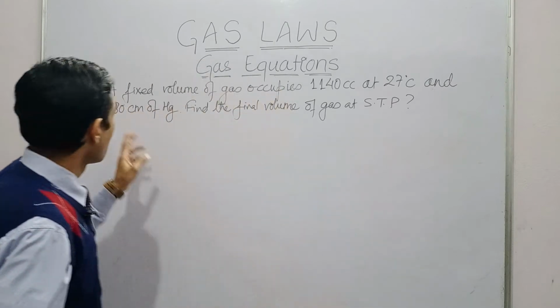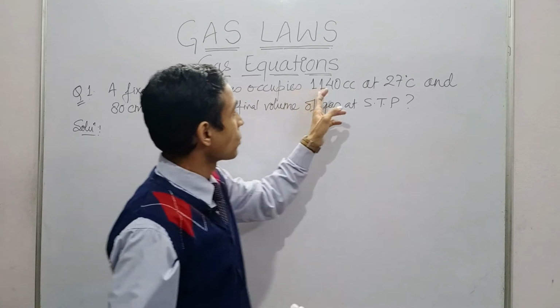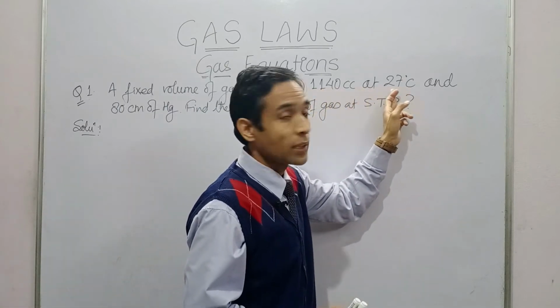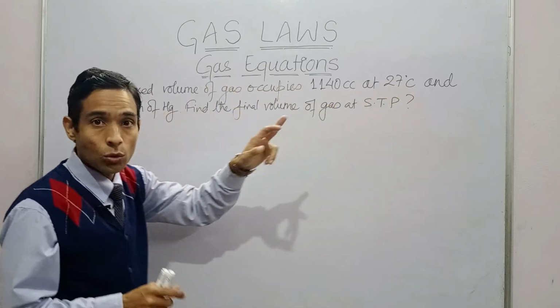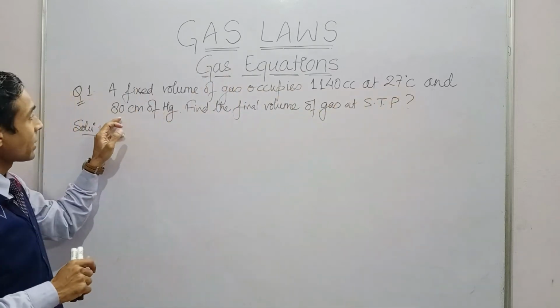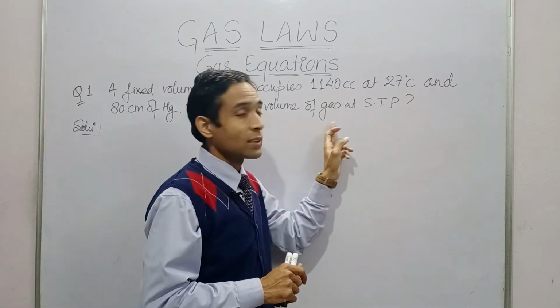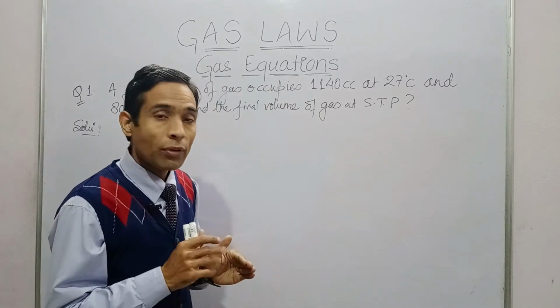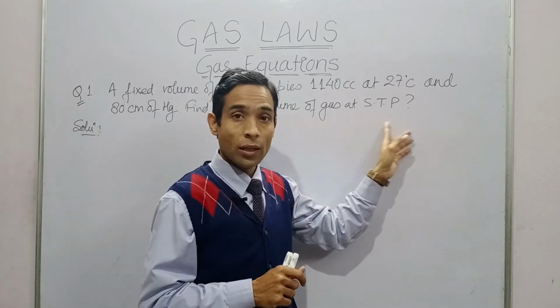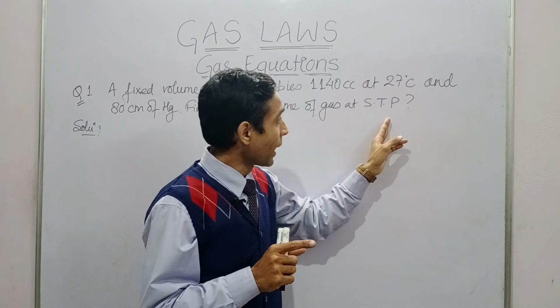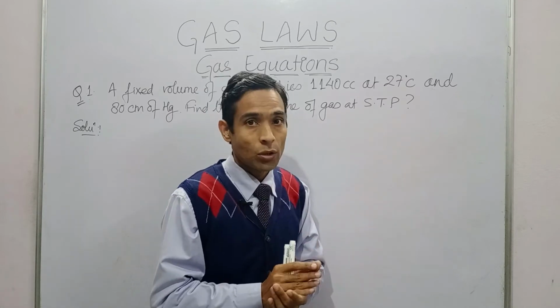Now let's start with our first numerical. Here it is given a fixed volume of gas occupies 1140 cc. This is volume at 27 degrees centigrade. This is temperature. We will convert this into Kelvin. And 80 centimeter of Hg. This is pressure. Find the final volume of gas at STP. So the final values of the gas are in STP. Here the standard value of temperature will be 273 Kelvin and pressure will be 76 centimeter of Hg.